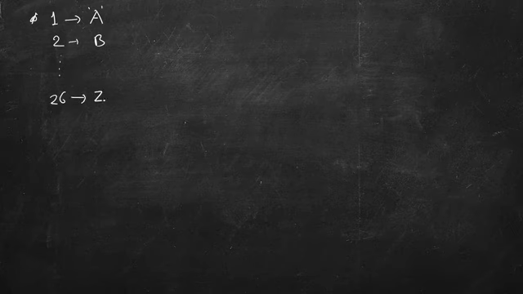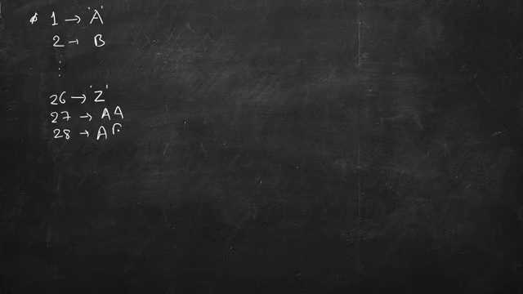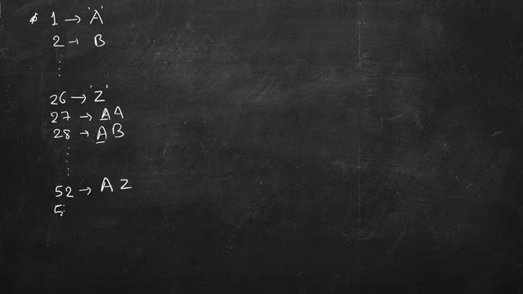If the input is 1, clearly the output should be A. If input is 2, it should be B, and all the way up to 26 is mapped to Z, all in capital letters. Then 27 is AA, 28 is AB. So A remains constant for the next 26 values, that is, till 52 it will be AZ. So we have to try to find some pattern here. How can we convert that? Then 53, it's BA, then BB, and finally it will be BZ.